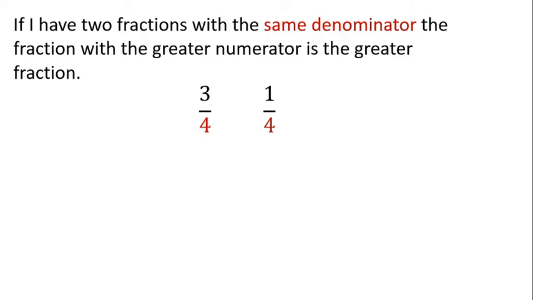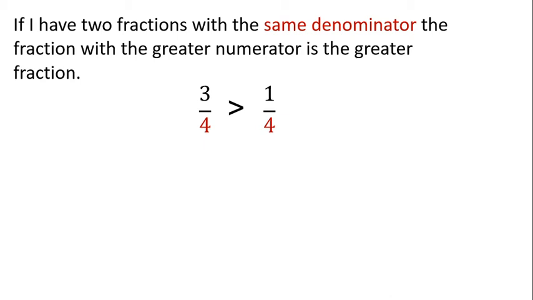Now, the second idea for today's lesson is to know how to compare two fractions with the same denominator. For example, if I have 3 over 4 and 1 over 4, the two fractions have the same denominator, which is 4. As a rule, if I have two fractions with the same denominator, the fraction with the greater numerator is the greater fraction. So 3 over 4 is greater than 1 over 4 because 3 is greater than 1.